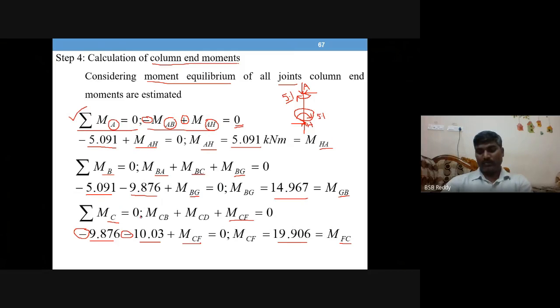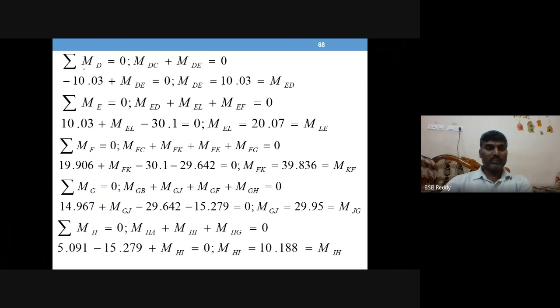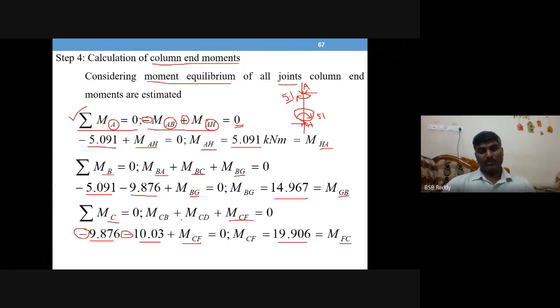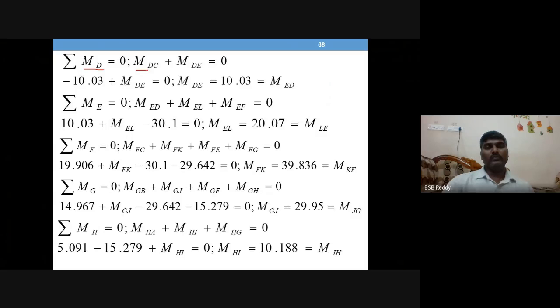So this is going to be the next joint D, the last one in the top beam, right? So joint D has DC and DE, so DC and DE sum is equal to 0. The DC value is known to you, DE has to be calculated, that is 10.03. And similarly the other end, ED. So this is how we complete the topmost joints.